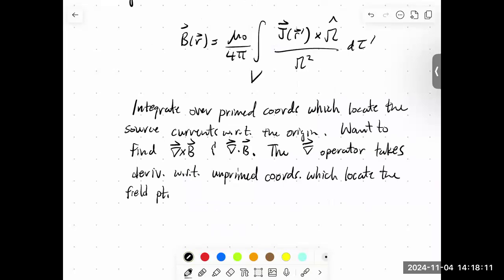You can see, if I take the divergence or curl here of this integral, then I'm going to end up with either the divergence or the curl of the cross product of two vectors. And so that means I'm going to have to use product rules. There are product rules for the divergence of a cross product, and different product rules for the curl of a cross product, and we're going to have to make use of those.